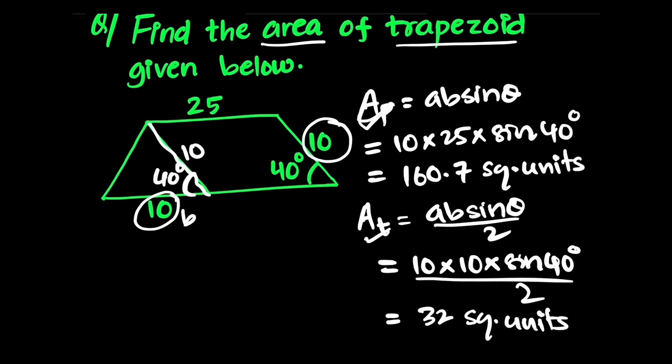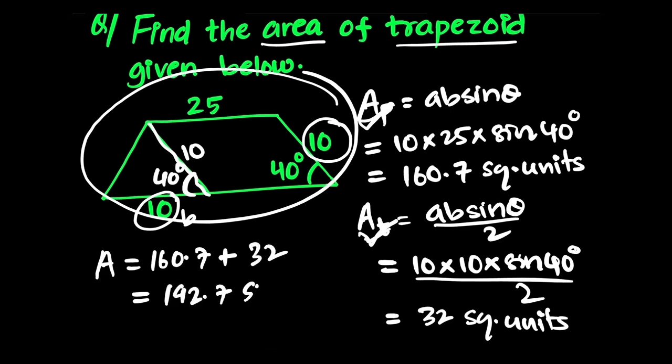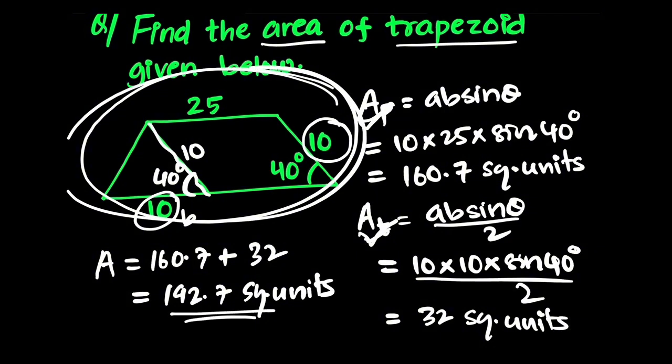So now add the area of parallelogram and area of triangle to obtain the area of this trapezoid. So area of trapezoid is given by area of parallelogram, which is 160.7, plus area of triangle, which is 32, which gives us 192.7 square units. So the area of this shape is 192.7 square units.